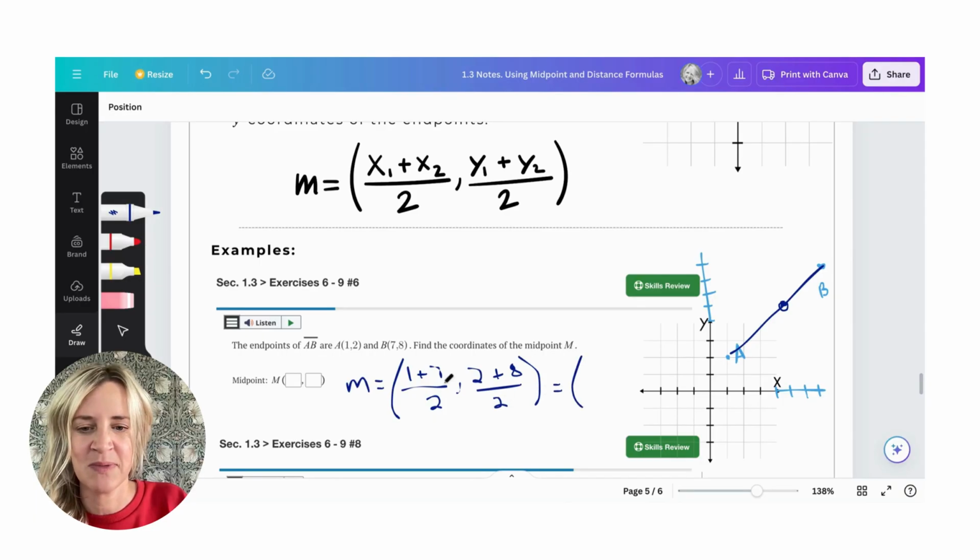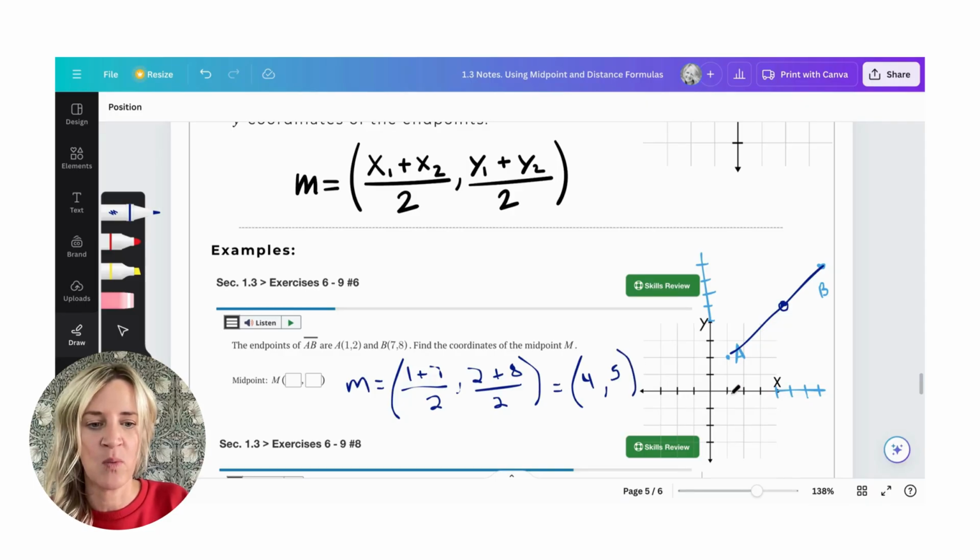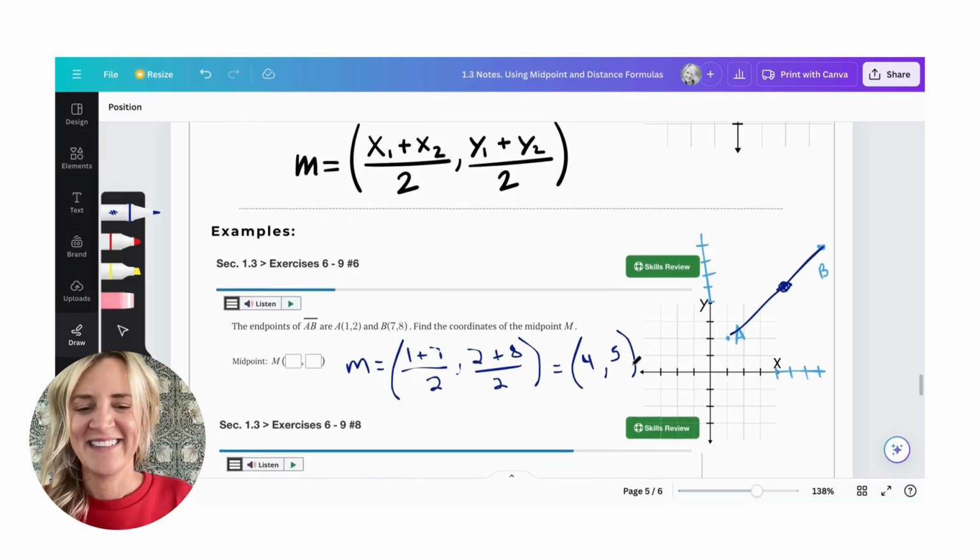midpoint is going to be at 7 plus 1 is 8. 8 divided by 2 is 4. And 2 plus 8 is 10. 10 divided by 2 is 5. Our midpoint should be at (4, 5). 1, 2, 3, 4. 1, 2, 3, 4, 5. We are pretty close right there with our guesstimate.